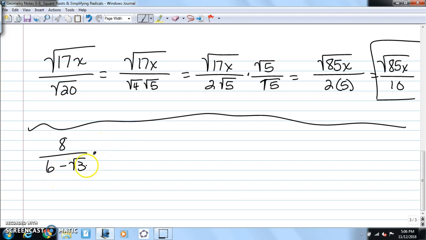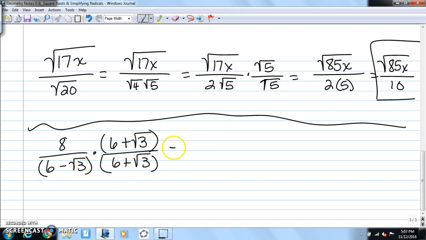The conjugate takes these same expressions, the 6 and the square root of 3, but you change the sign. If it was minus, it's plus. If it's plus, it's minus. And we multiply the top and the bottom by the same thing. Remember that there's a plus or a minus in between these, so we actually have to FOIL. Now on top we're just going to distribute the 8.